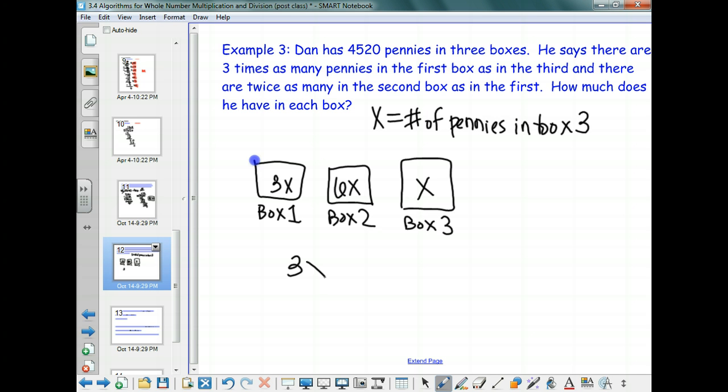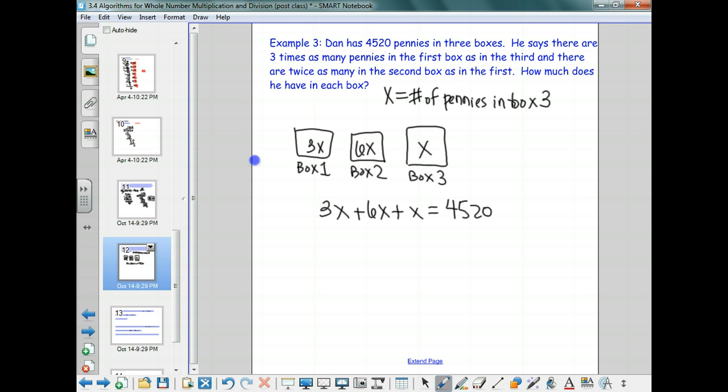Excellent. All right, so Heather says I'm going to write 3X and 6X and X as a sum. And I'm going to have them equal 4,520. Sounds good? So what is 3X plus 6X plus X? Oh, I like 10. 10's very friendly, isn't it? So now I've got this. Now what? 5 by 10. So what is X? 452.